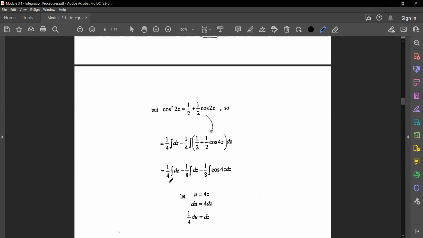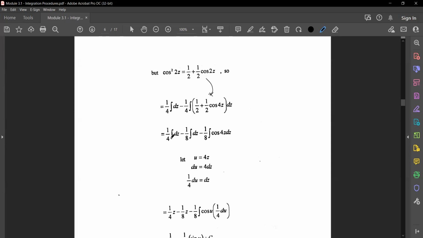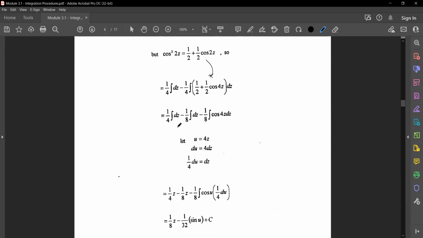Then again, integral of 1/4 dz minus 1/8 multiplied by the integral of cosine 4z dz. So all the constants we take outside. Then proceed with the integration. So this will just be 1/4, but for this case we cannot integrate it yet.